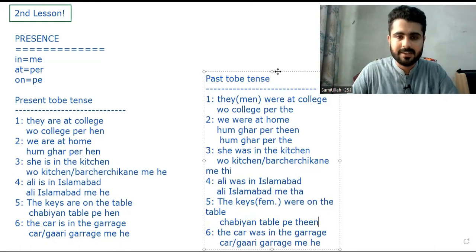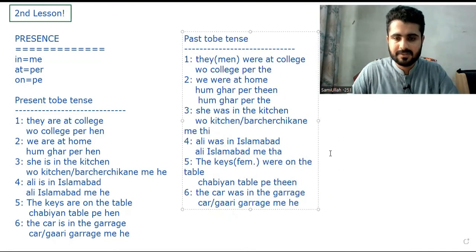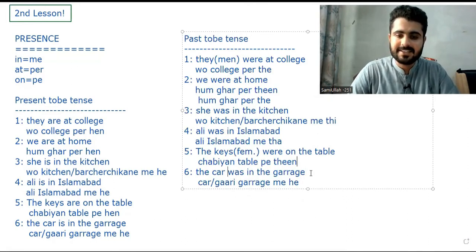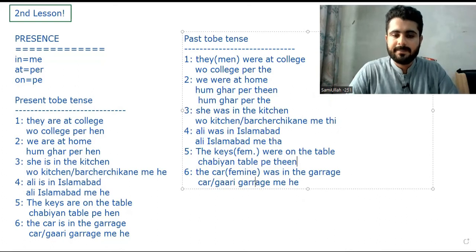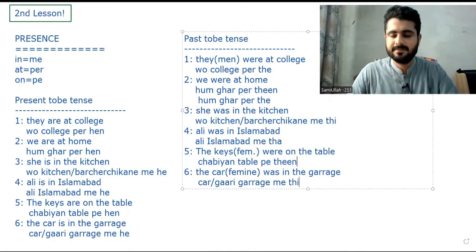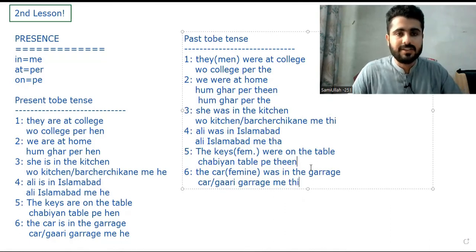Okay. The car was in the garage. So car is taken as feminine. We will be learning it throughout our course. You will get the idea which thing is taken as feminine, masculine, inshallah. The car was in the garage. Car, gaadi, garage mein hai, no, thi. You're talking about its past. Okay, I hope it's clear. Anything which is bothering you, which is not clear, the comment section is always open for you. Comment your queries there. I will answer you as soon as possible, inshallah.